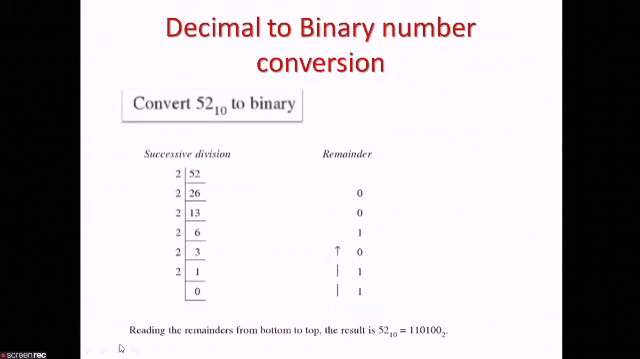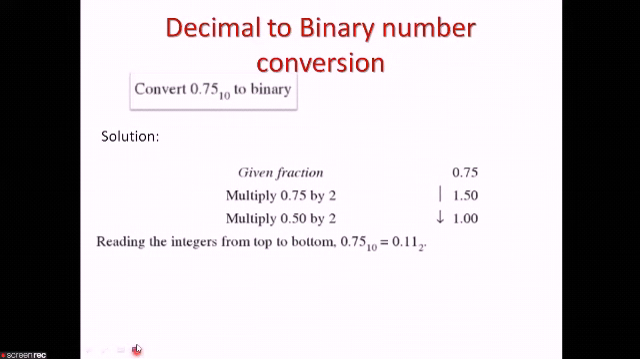Next is, the next one is 0.75. We have to convert it into binary. Now the previous number was an integer number, but here the number is a fractional number. So the procedure is a little different.